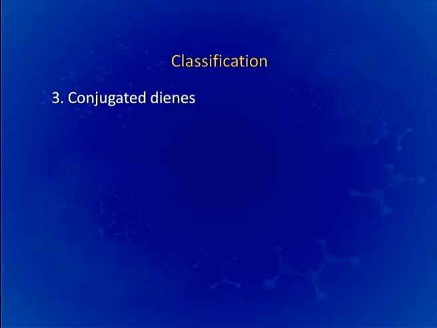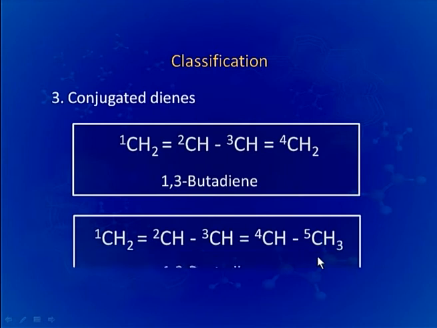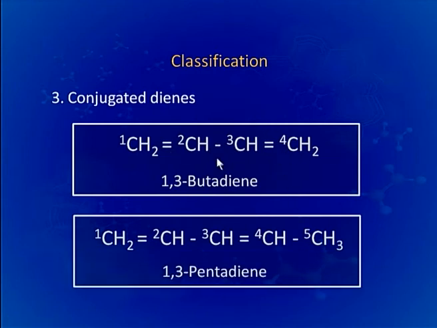Third important category of the diene, which is the most important, is the category of conjugated diene. Here, as the name suggests, double bonds are at alternate positions. So, here we can see C2-C3 will be the single bond. In the second example, again double bonds are present at alternate positions. C2-C3 is the carbon-carbon single bond.